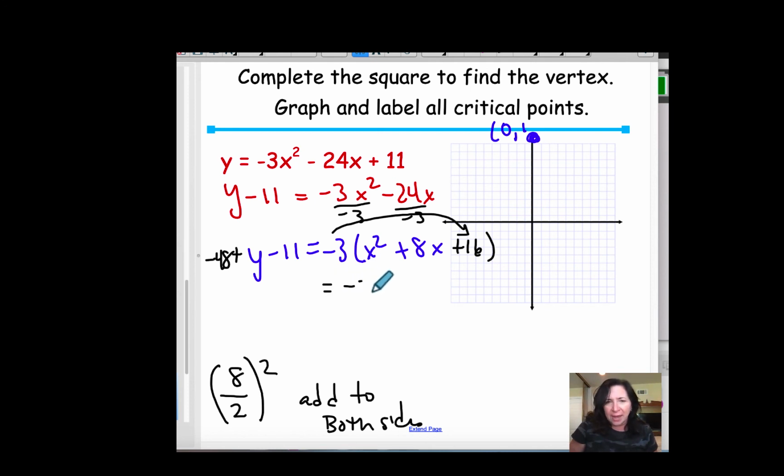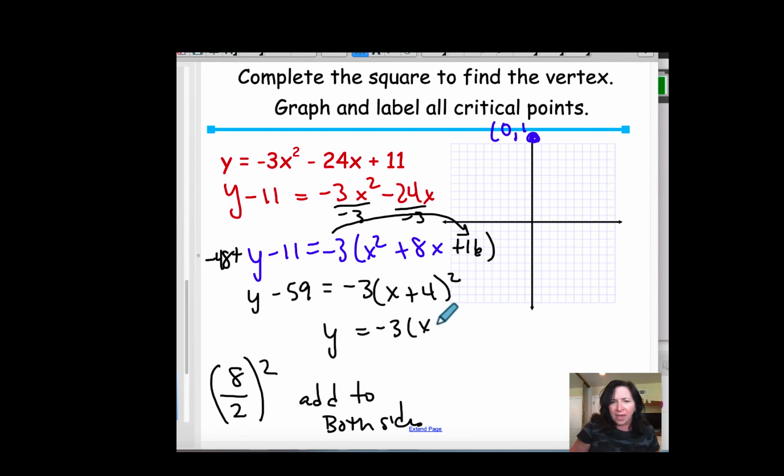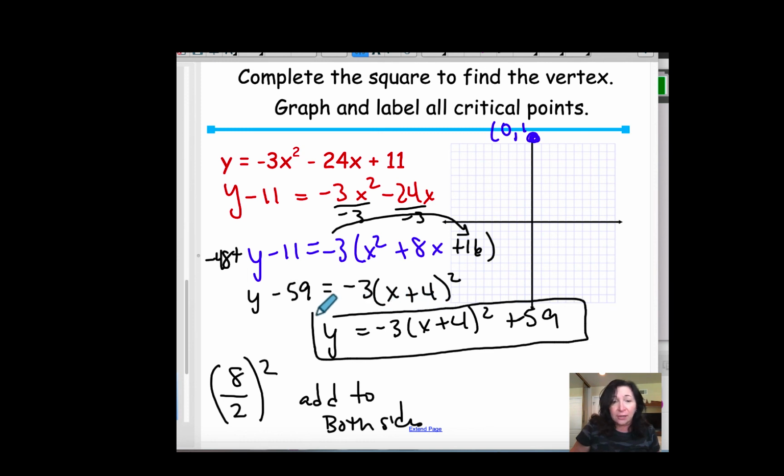On the right, we have negative 3 times x plus 4, quantity squared. On the left, I get y minus, it looks like 59, right? So that would mean y equals negative 3 times x plus 4, quantity squared, and then add 59. This is my equation in vertex form. Definitely, you need to know that. And your vertex is going to be negative 4, comma, positive 59.